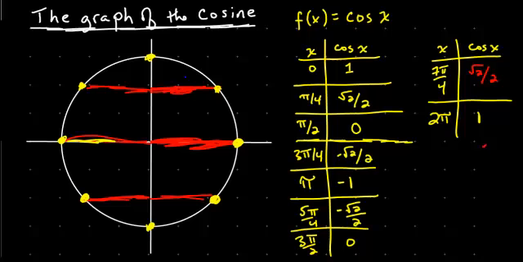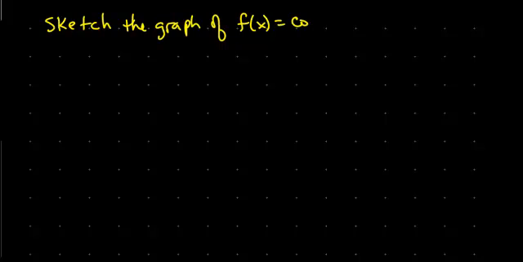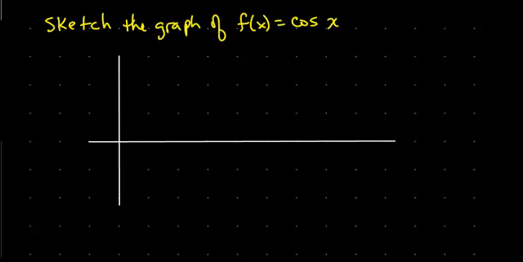So let's sketch this graph. Let's sketch the graph of f of x equals cosine x. Okay? And we're sketching on this domain here, and let's say that this is going to be my negative 1, this is going to be my positive 1.